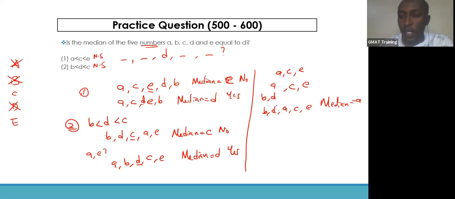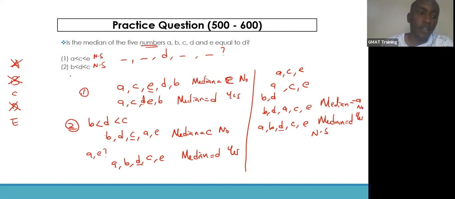What if A is less than B and D? So that we can have A, B, D, C, and E. Our median here is D. And therefore, is our median equal to D? Yes in this case, no in the other case, so it's not sufficient. And therefore, C is out. Our answer should be E.